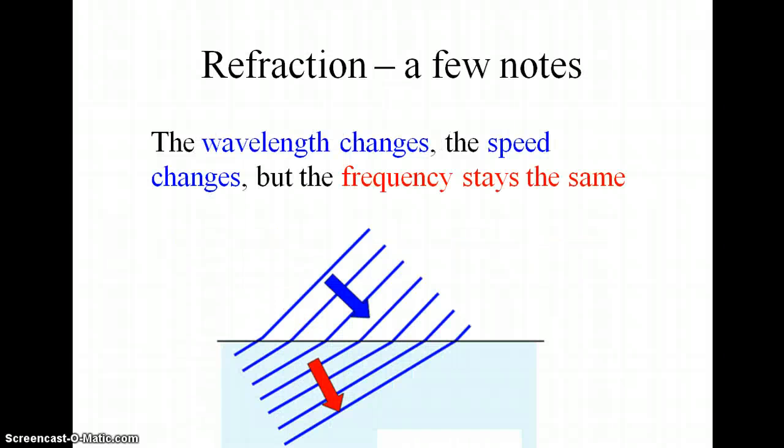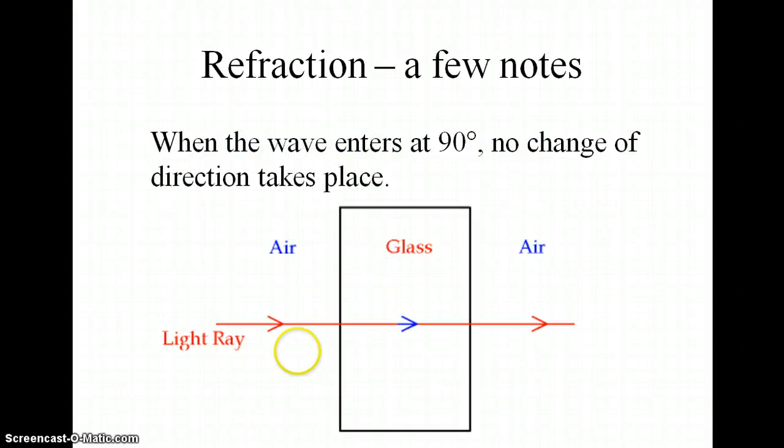Just remember then, the wavelength changes, because the waves are slowing down, they get closer together. Obviously the speed changes, but the frequency stays the same. If you think about it, it has to be true. The number of waves entering the glass per second must be the same as the number of waves that are leaving. So the frequency stays the same. Just remember, if the angle of incidence is 0 degrees, the light ray doesn't bend at all.